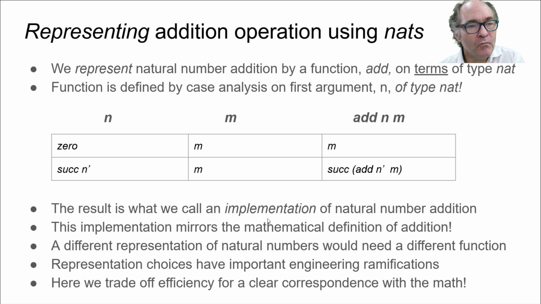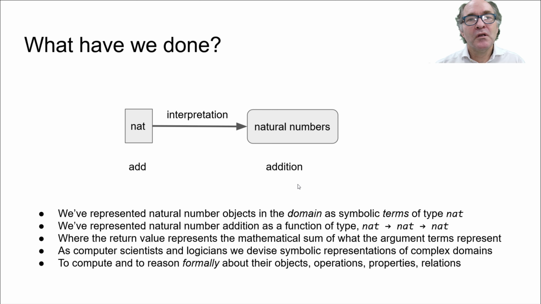Okay. So here we get a very, very clear function definition because it corresponds directly to the mathematical definition of the natural numbers and of natural number addition. The downside is that it's not a very efficient way to actually compute sums of natural numbers. Okay, so kind of summing up a little bit, what have we done here?